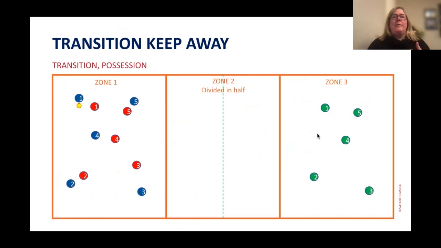If the red team were able to take it over that half field line, they're going to go into zone 3. They're going to be playing keep away against the green team. Same thing would happen if the green team were able to cause a turnover against the red team. They would redefend until half point in the zone, and then the green team would take it over and be playing against the blue team at that point.